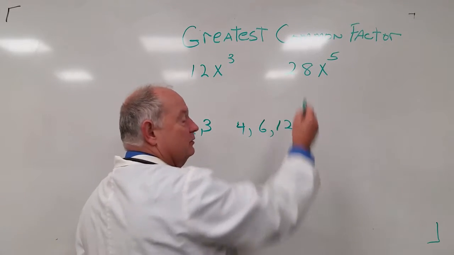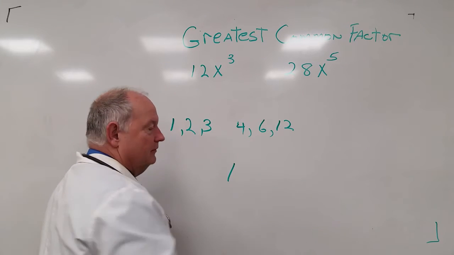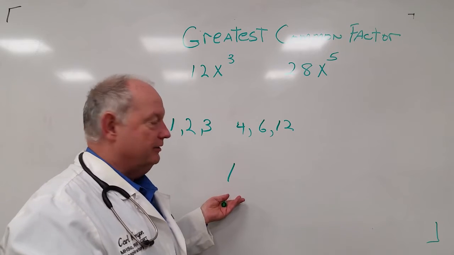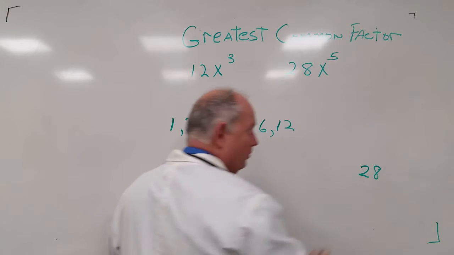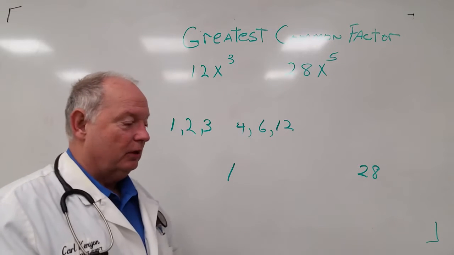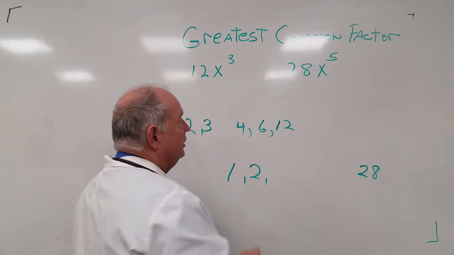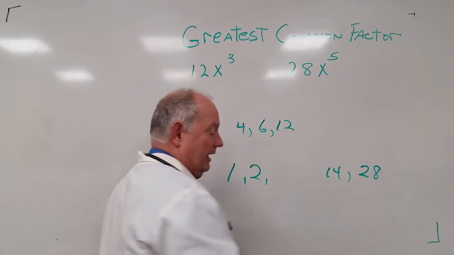Let's look at 28. What factors make 28? 1. 1, of course, is almost always a factor. And the other one is 28. 1 times 28 equals 28. 2 times 14 equals 28.